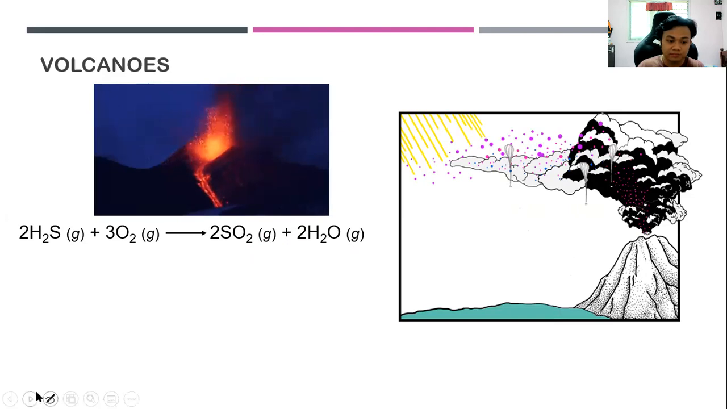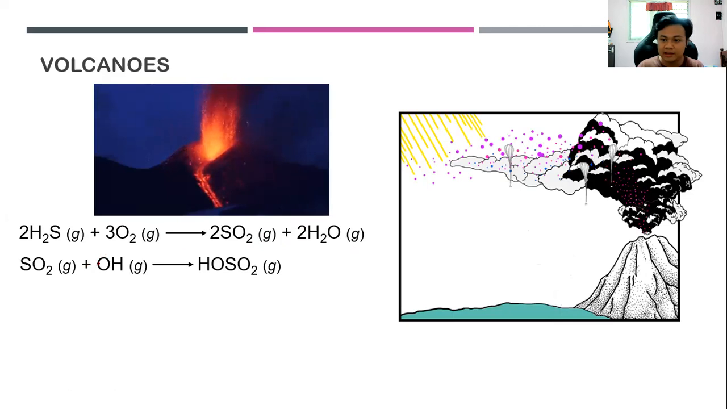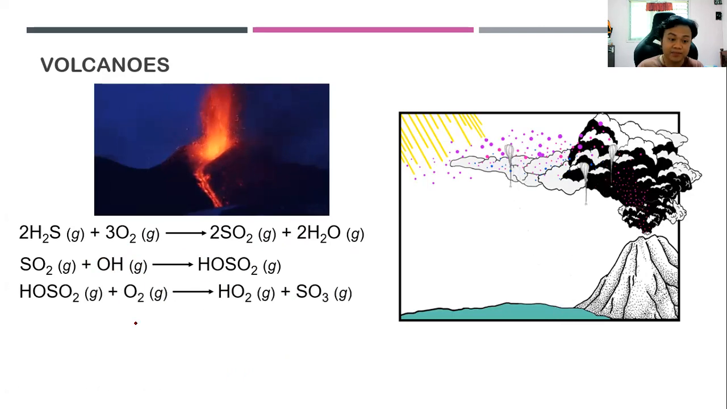Okay, so what is the effect of this in the atmosphere? It will react with the hydroxyl radical, and then it forms H2SO3. By the way, it's already an acid. And this H2SO3 reacts with the oxygen in the atmosphere, and then HO2 or hydroperoxyl. This is called hydroperoxyl. You see HO2, not just H2O.